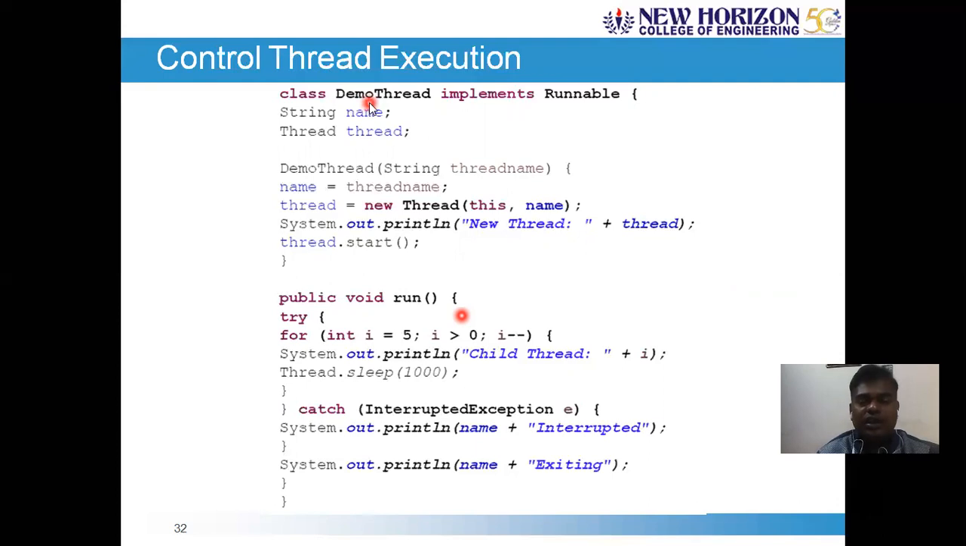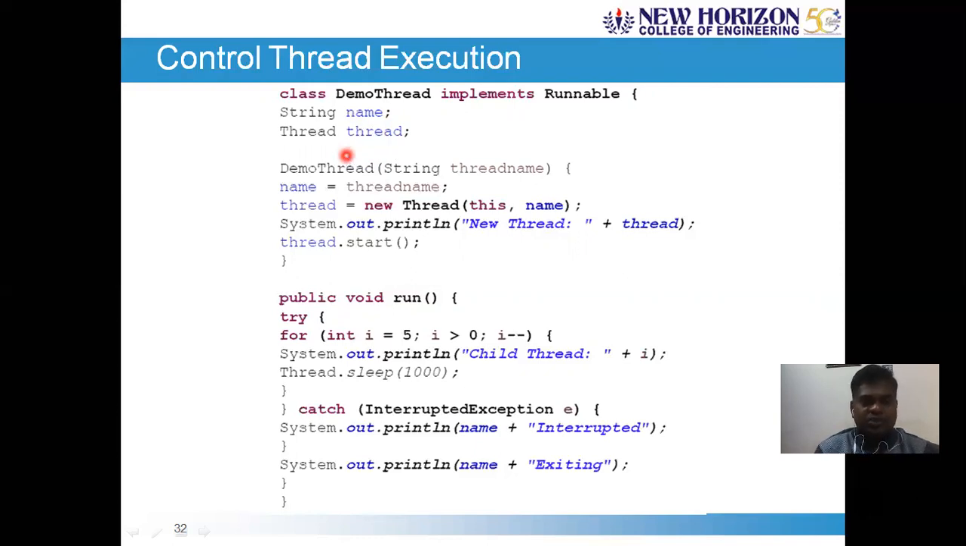So again, we are defining a class called DemoThread, which implements the Runnable interface, which means we are using the second technique of creating a thread. Add two instance variables, name and thread. Name is used for assigning a name for the thread, followed by thread, which is used to hold a reference to the thread object.